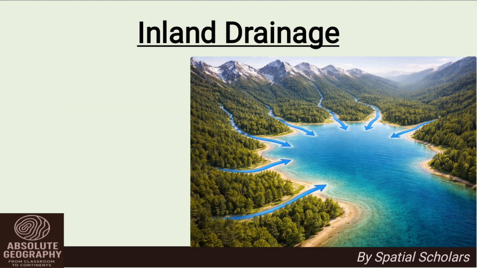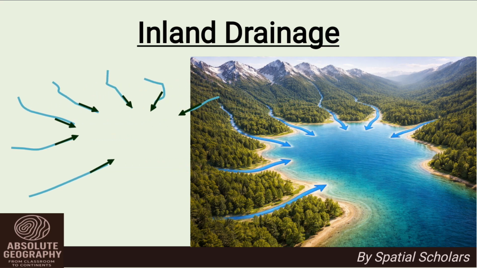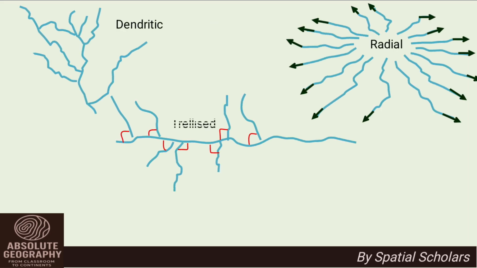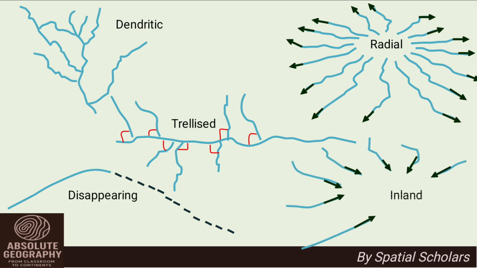In some regions, streams do not reach the sea. Instead, they drain into a lake that has no outlet to the sea. This is called inland drainage. It indicates a closed drainage system confined within a region. Drainage patterns tell us about the physical geography of a region. Now let us understand how settlements reflect human response to these physical conditions.